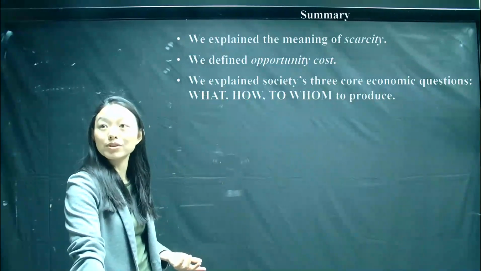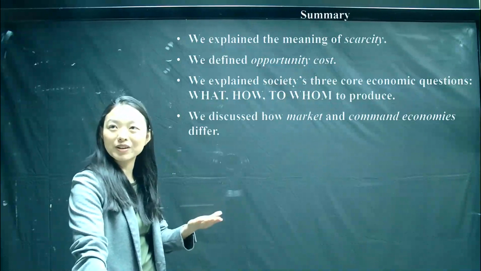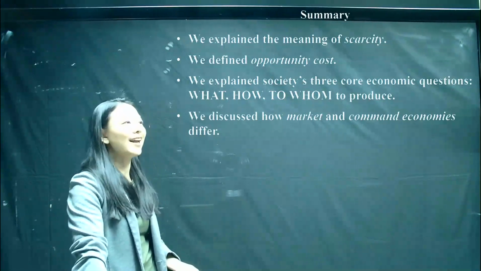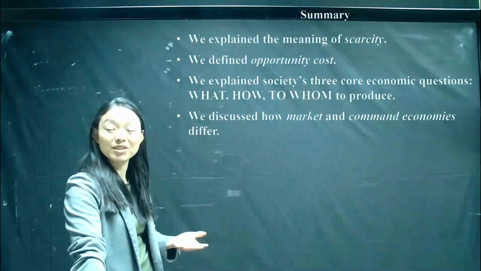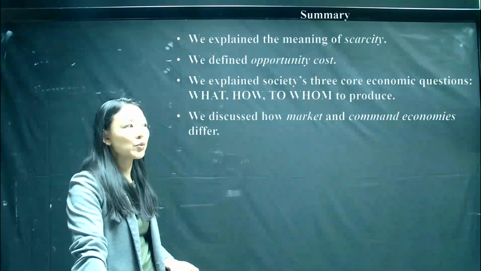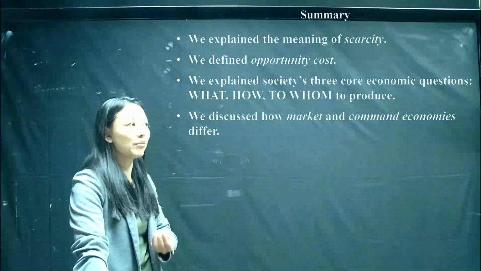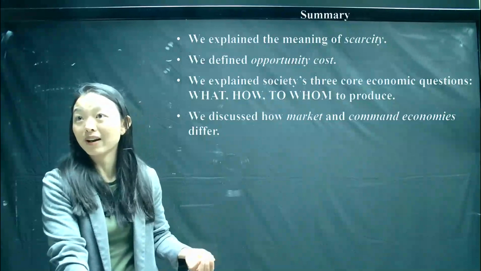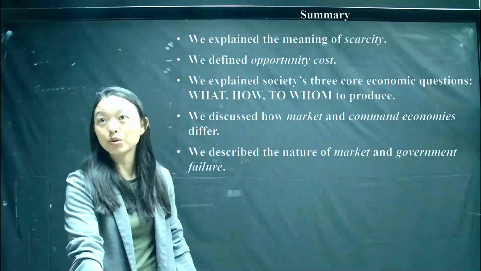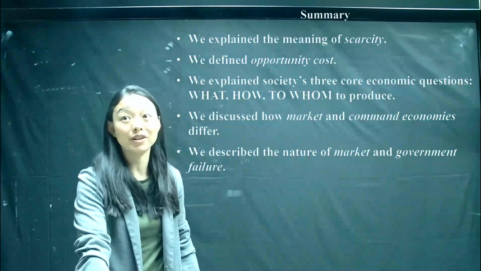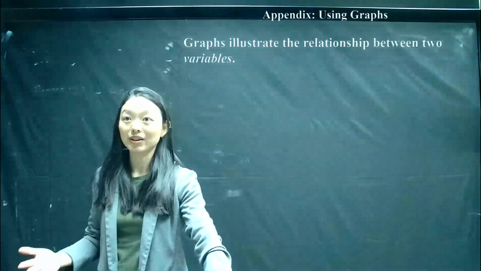And then we also moved on to talk about the production possibility curve, right? And then also talked about how market and command economies differ from each other. For that, we know now most nations use mixed economies, not purely market economies or centrally planned economies. And then finally, we talked about why the market or government sometimes might fail. Okay, so that will be the study for this chapter.